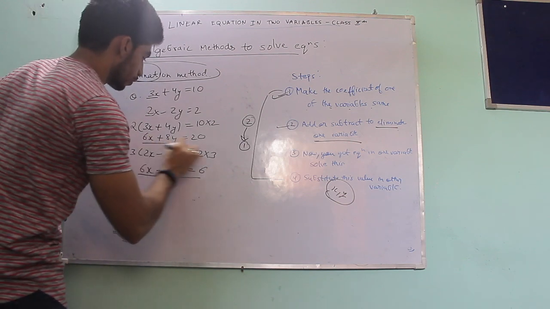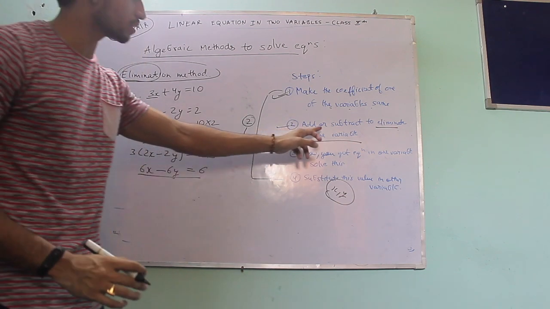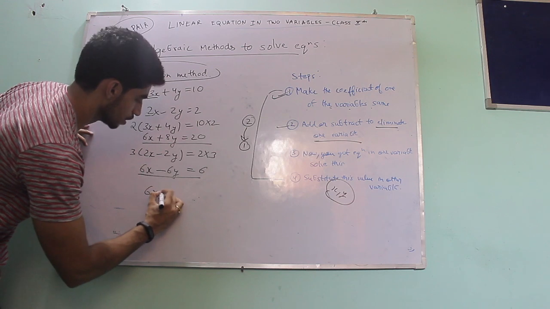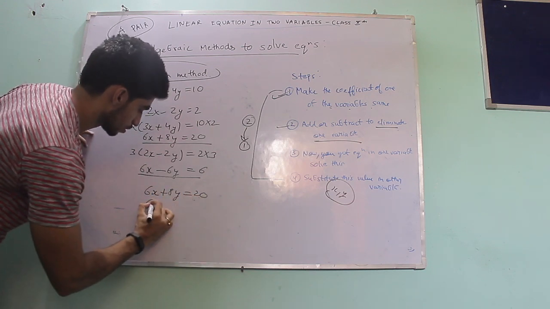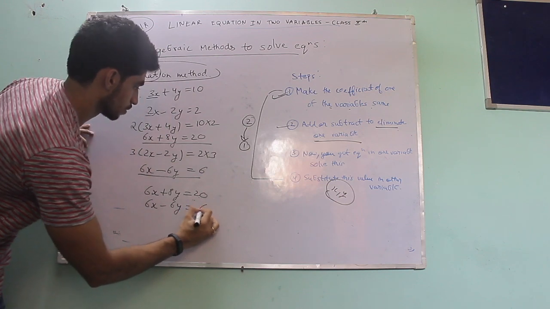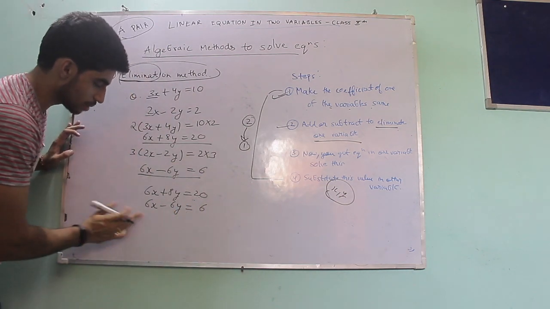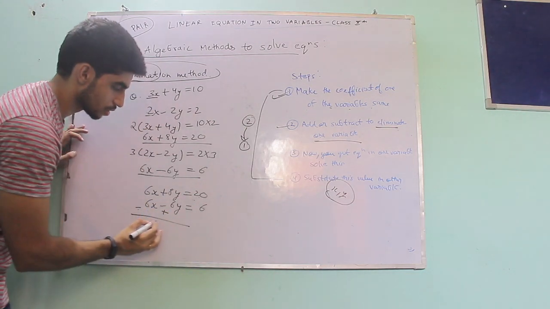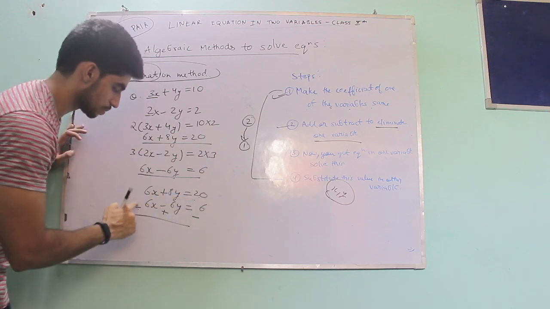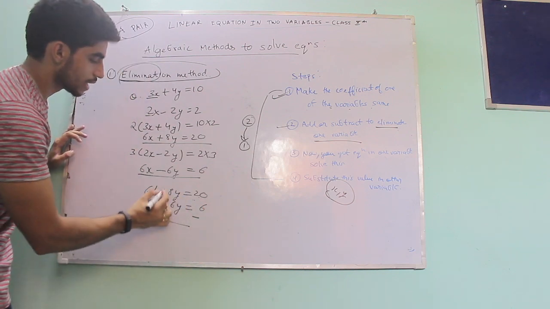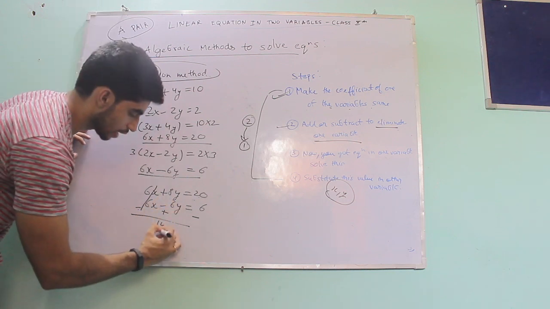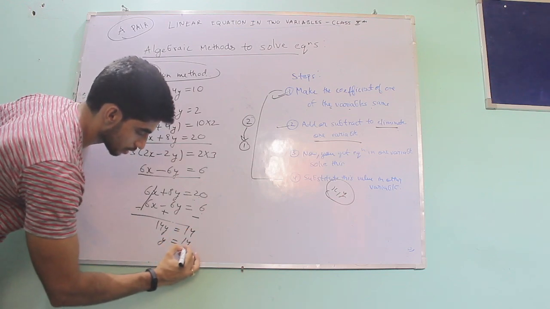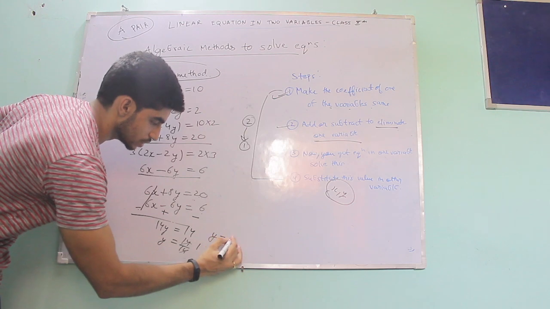So we got the two equations. Now the second step was to add or subtract to eliminate one variable. Let us write these equations together. We have to eliminate one variable, so if we subtract this, when we subtract, the sign changes. Here it is plus, so it will be minus. Here it is plus, so it will be minus. So the x terms will cancel out, and 8 plus 6 is 14y, and 20 minus 6 is 14. So 14y equals 14, and the value of y is 1.